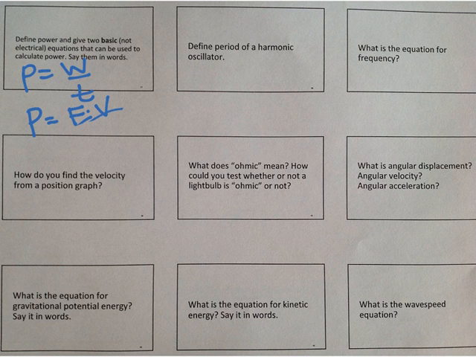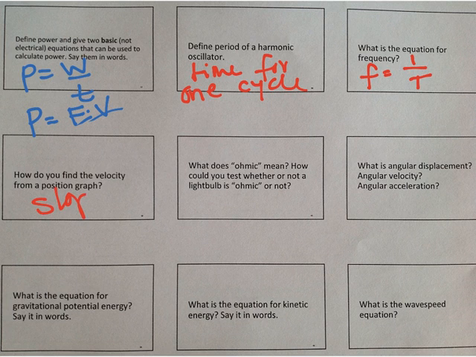Right, the period of a harmonic oscillator is just the time it takes for one cycle. All right, and the equation for frequency is 1 over the period. Velocity on a position-time graph is the slope.